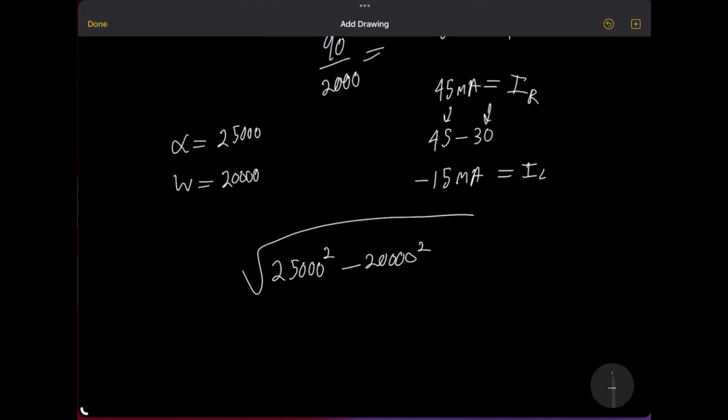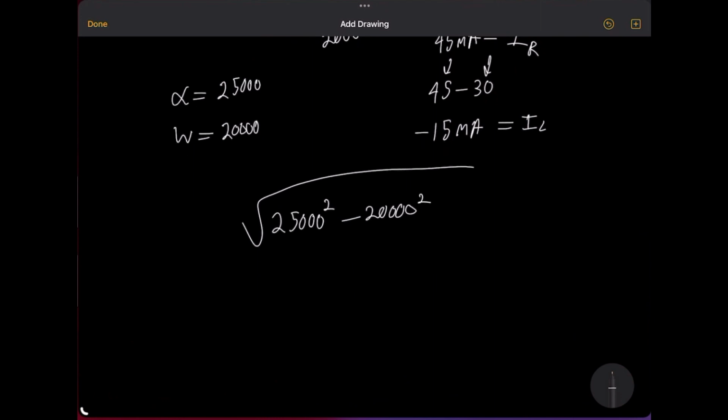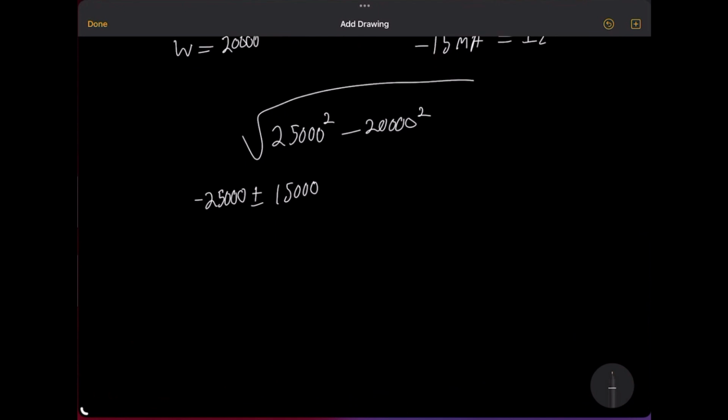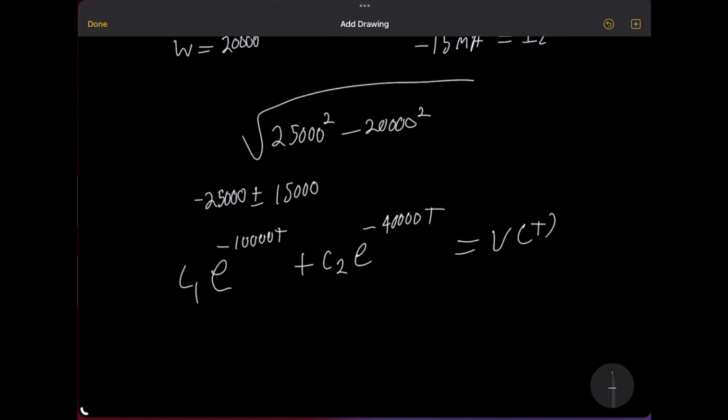We are going to get a really big number, but we square root it. So we're going to get 15,000 plus or minus negative alpha. So our real numbers are going to be e to the negative 10,000 t, c1 plus c2 e to the negative 40,000 t. Okay, this is going to be our general solution for voltage as a function of time.